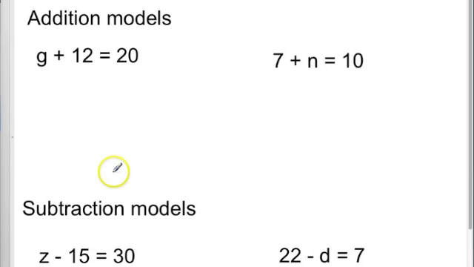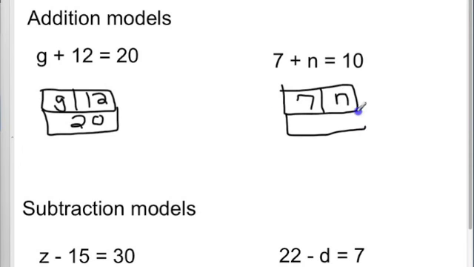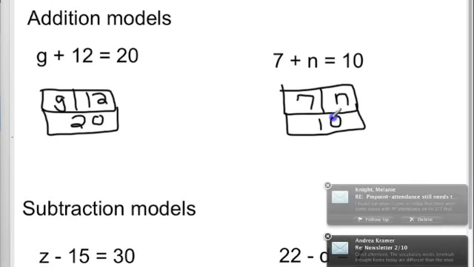Let's look at some more models. Addition models. We have g plus 12 equals 20. These models are very similar to the ones we've been working with. g plus 12, so we put our g and then 12. And remember, however, when we do the equals 20 part, that's our total. So it's going to go down here. Okay? Over here, 7 plus n equals 10. Remember, we're going to put our 7 in the first box, n in the second box, and our total is 10. Okay?